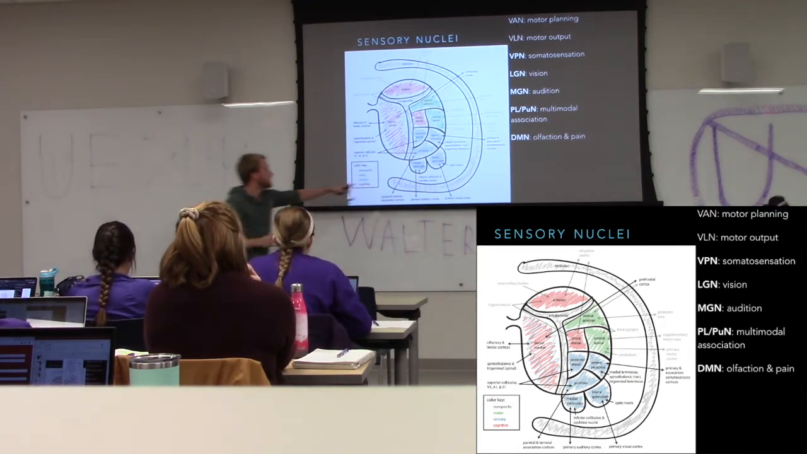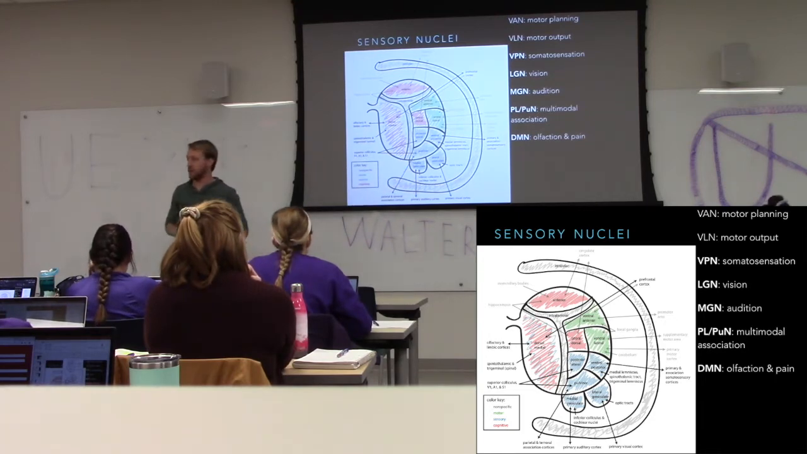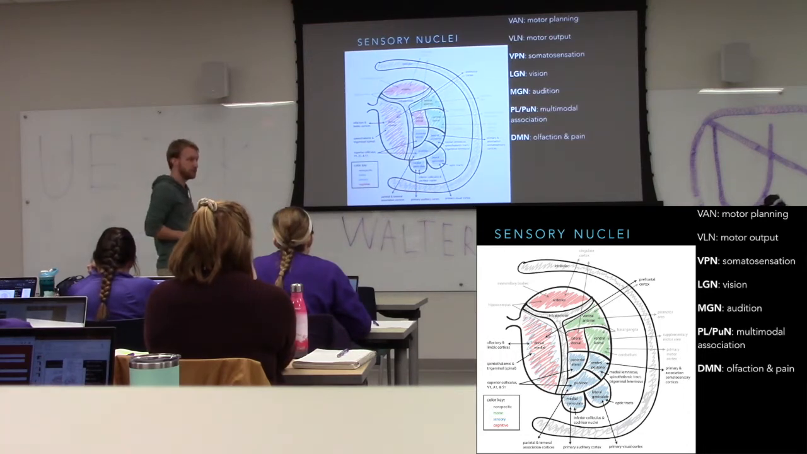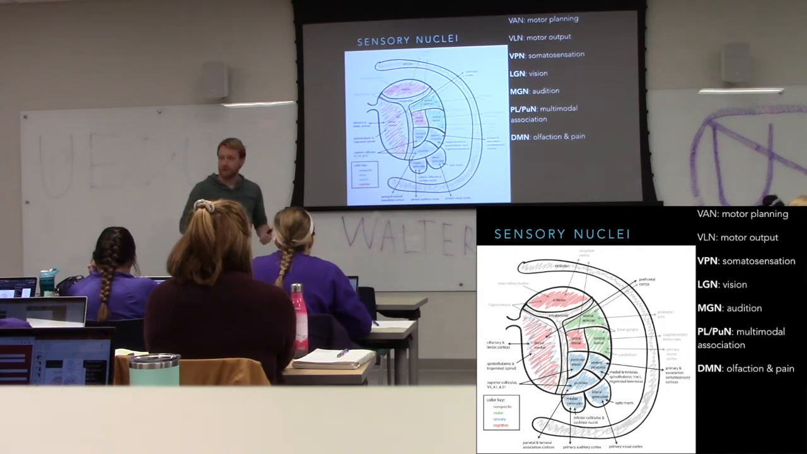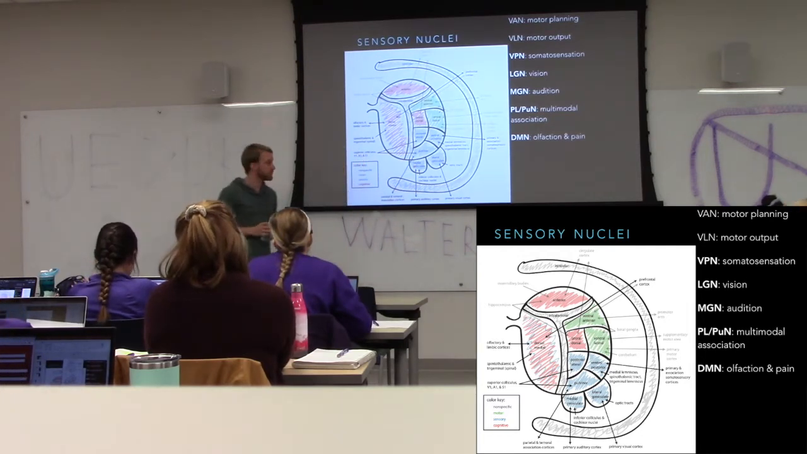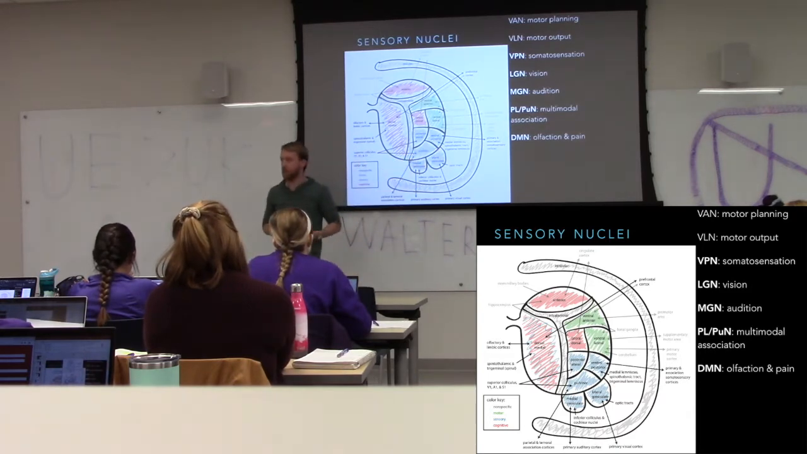The medial geniculate nucleus, that's back from cranial nerve 8's lecture. So auditory input from the cochlear nerve is going to arrive in the brainstem. Cochlear nuclei then project to the medial geniculate. From the medial geniculate, we go to the primary auditory cortex. And then we have the ventral posterior nuclei, somatosensory.